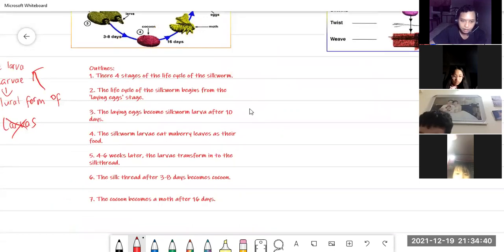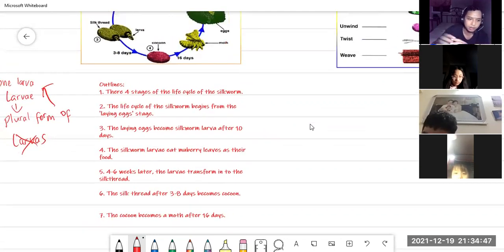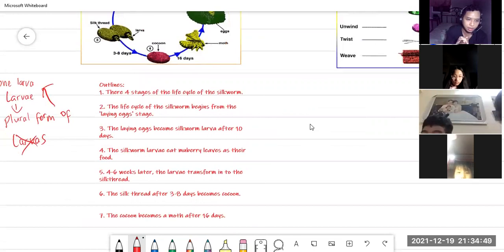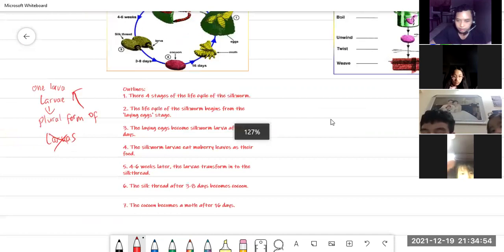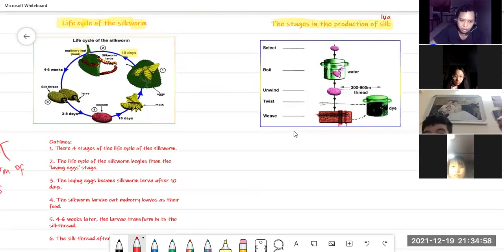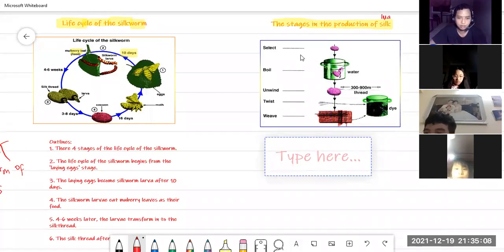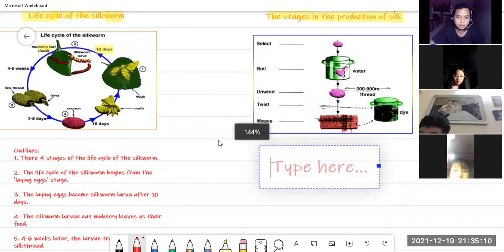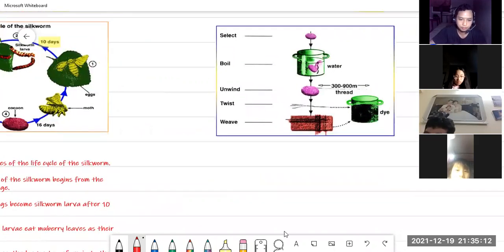Before we make the full essay, because the essay will come together, we can just write the first paragraph talking about the life cycle of the silkworm, and then the other paragraphs will talk about the stages in the production of silk. So let's make the outlines for the production of silk.